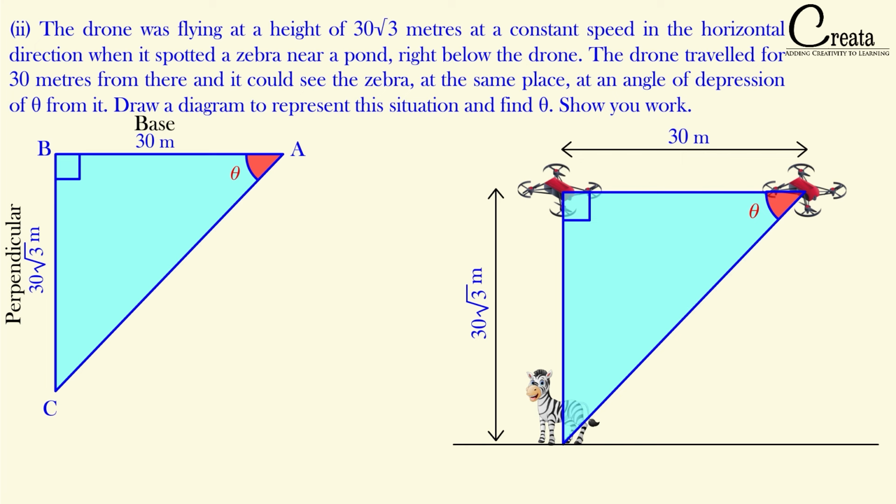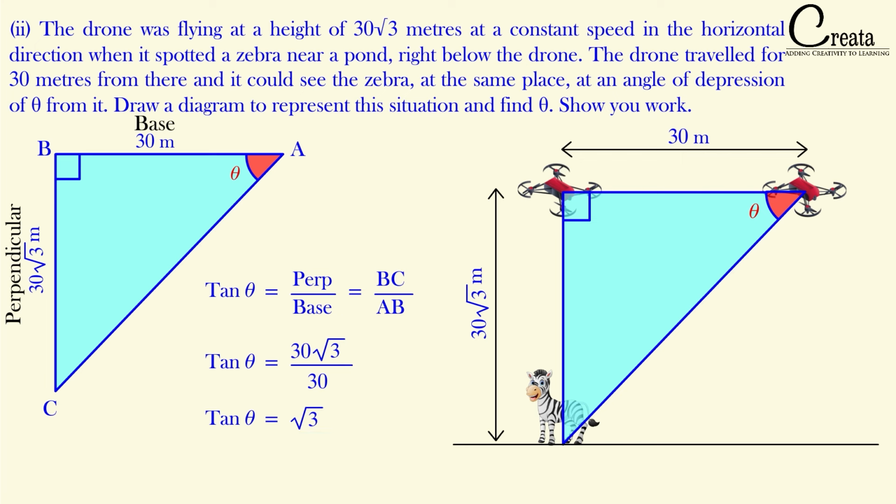We know the perpendicular, we know the base. What is the relation between the perpendicular and base? It is again tan theta. Tan theta is equal to perpendicular upon base. Let's put perpendicular as 30 root 3, base as 30. We got tan theta as root 3. So for which angle is the value of tan root 3? It is 60 degree. Tan 60 degree, we know, is root 3. So we got the angle of depression in the second part as 60 degree, which is the answer of this part. Got it? We got the angle of depression as 60 degree.